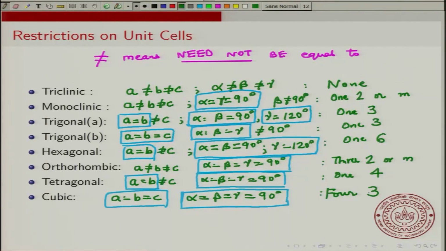Okay, so this is a way to understand how the restrictions on the unit cell shape arise for different systems. Okay. Now again what is important is that only the restrictions are important. The not equal to sign that you see in all these relations means it need not be equal to, it can be or it may not be. But what you know is that for a cubic system the unit cell has to satisfy A equal to B equal to C, alpha equal to beta equal to gamma equal to 90 degrees, but it does not imply that every unit cell that has A equal to B equal to C and alpha equal to beta equal to gamma equal to 90 degrees corresponds to a cubic crystal.